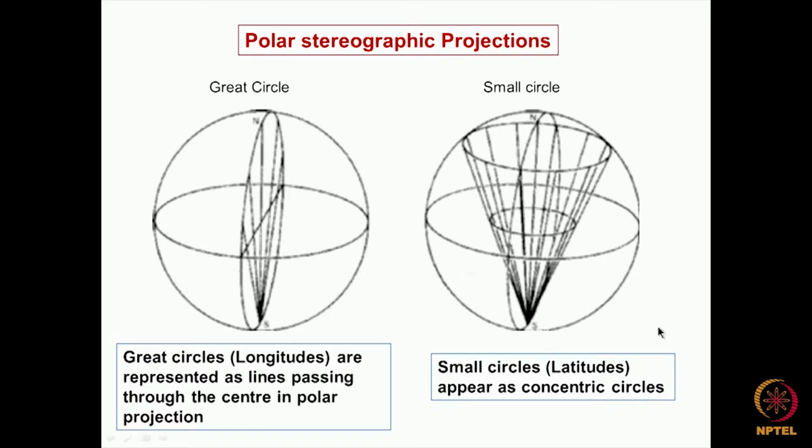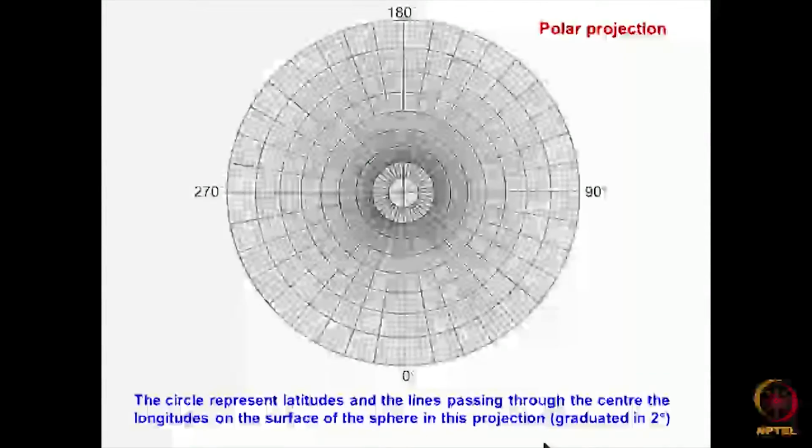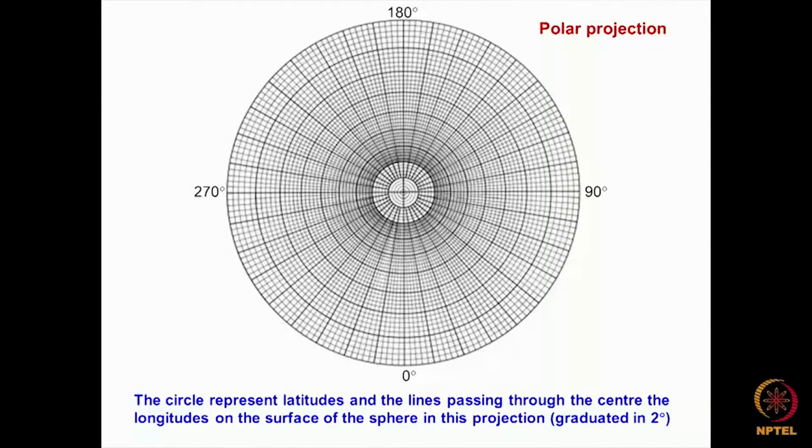If we assume that on the surface of the sphere we have marked latitudes and longitudes at every 1 degree, 2 degree or 5 degree, some specific angular separation, and then view it from the south pole, how will it look? We will be generating a projection. This projection is called the polar projection.